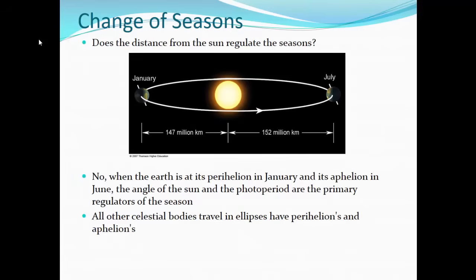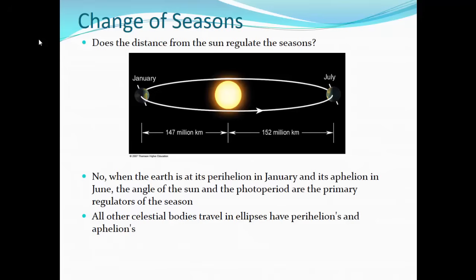The last impact, the lowest impact on the seasons, is the distance from the sun. Now look at this. In January, we're 147 million kilometers, and in July, we're 152 million kilometers. So we're literally closer to the sun in our winter time. So this is a very good example that no, the distance from the sun does not contribute to the seasons.